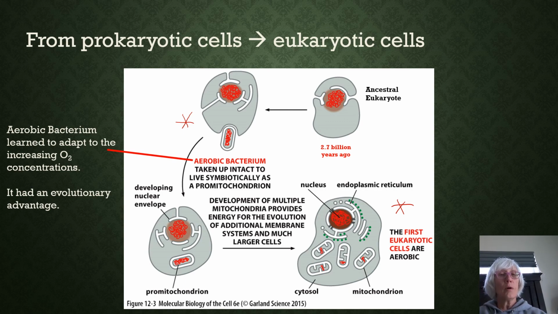The evidence for a bacterial cell or an ancient bacterial cell serving as a mitochondria include the fact that our mitochondria contain their own DNA. That DNA is circular, much like the DNA of a bacterium. And our mitochondria do have ribosomes, and those ribosomes are of the same size as the ribosomes in a bacterium.